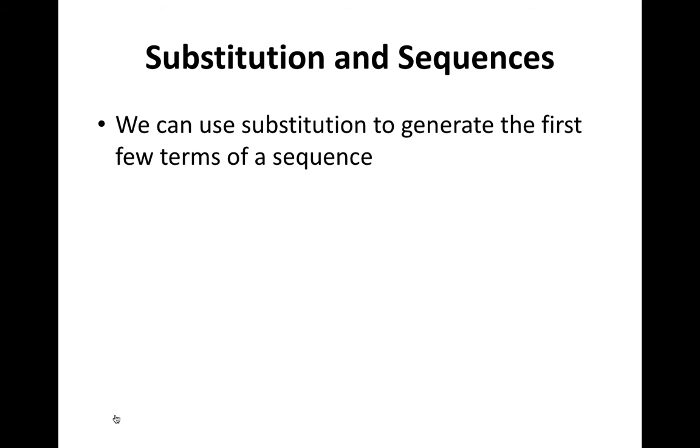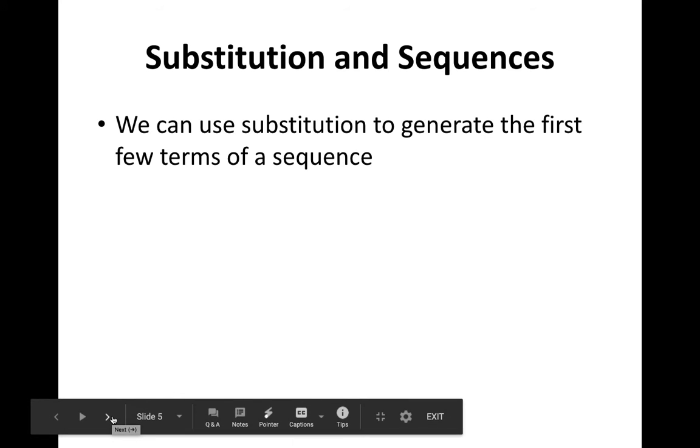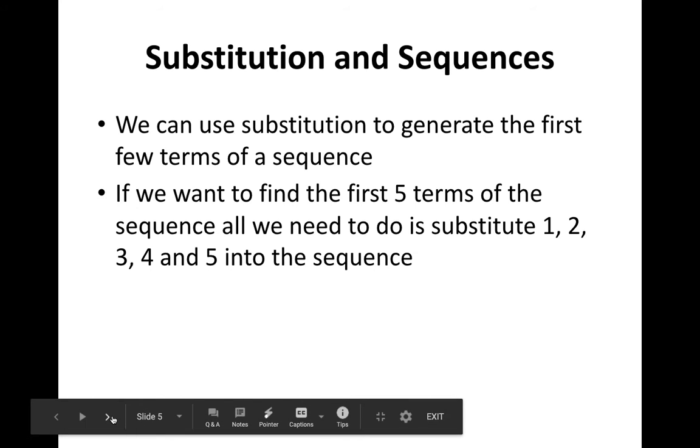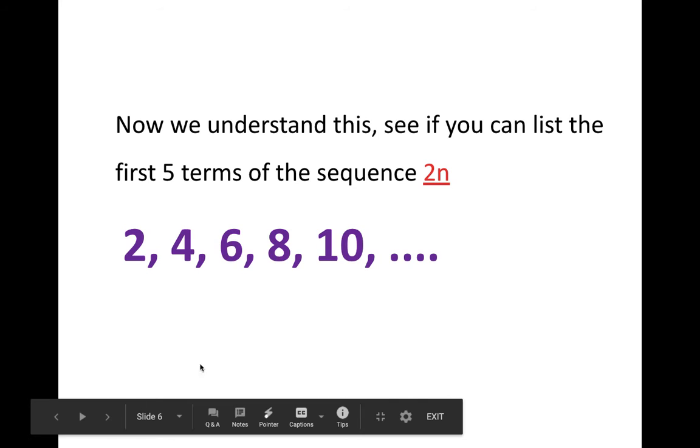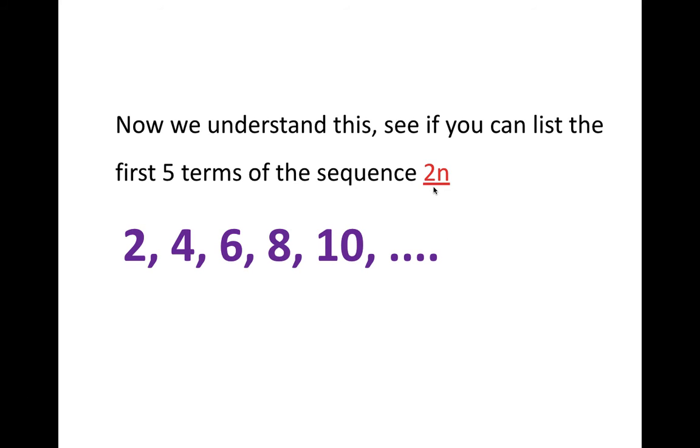So we can use substitution and sequences in conjunction with each other. For example, if we want to find the first 5 terms of a sequence, we just need to substitute in 1, 2, 3, 4 and 5. So if we wanted to find the first 5 terms of 2n, we would do 2 times 1, which is 2, 2 times 2, which is 4, 2 times 3, which is 6, 2 times 4, which is 8, 2 times 5, which is 10.